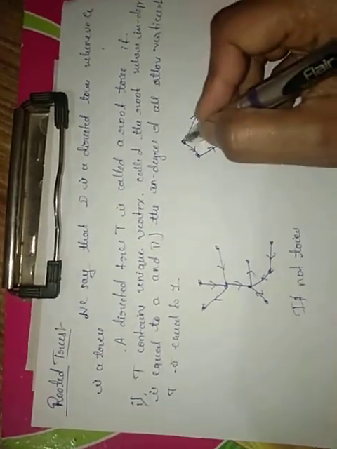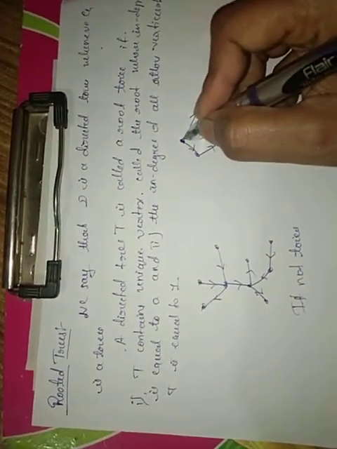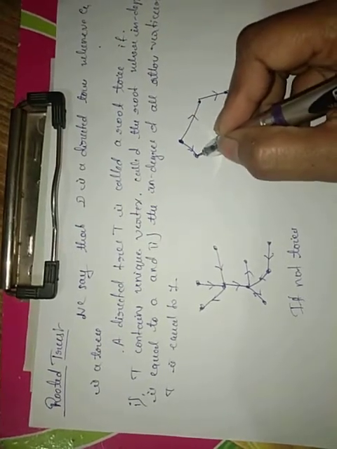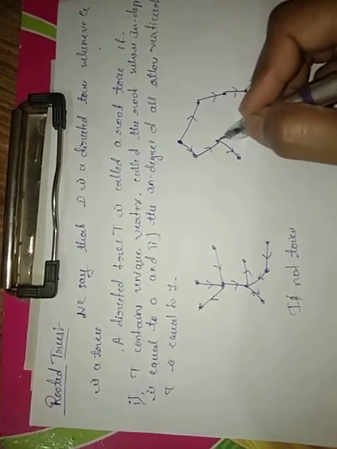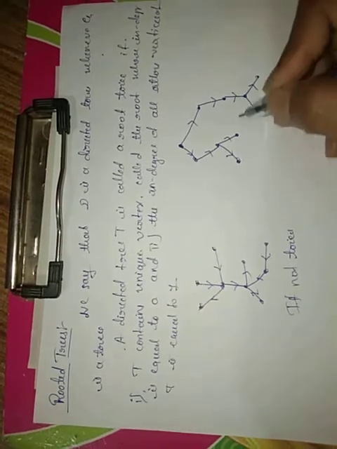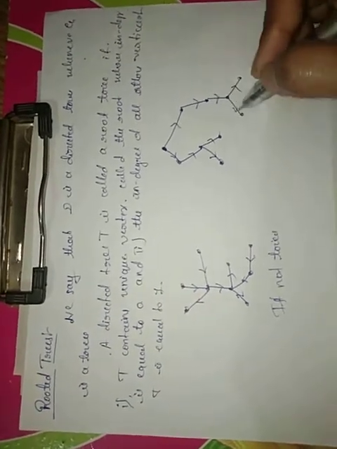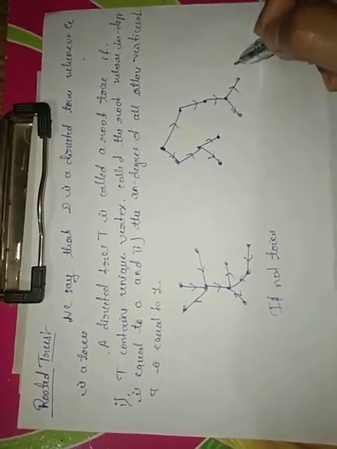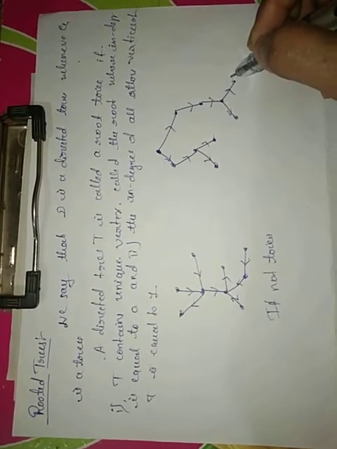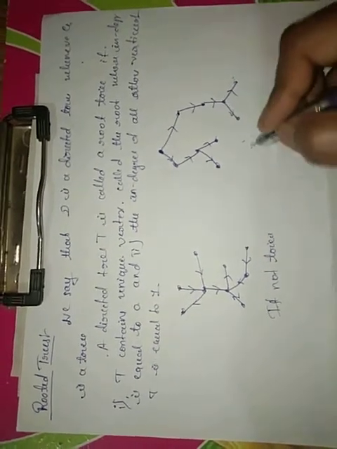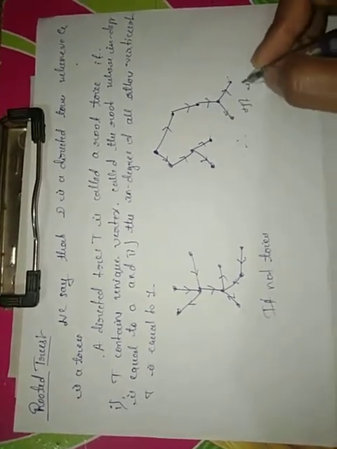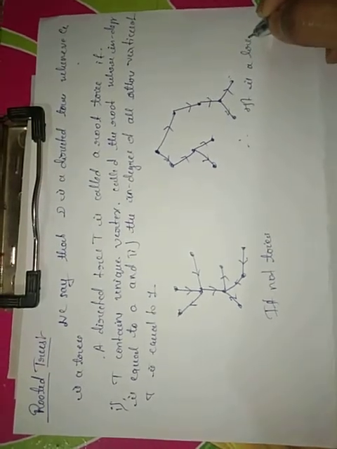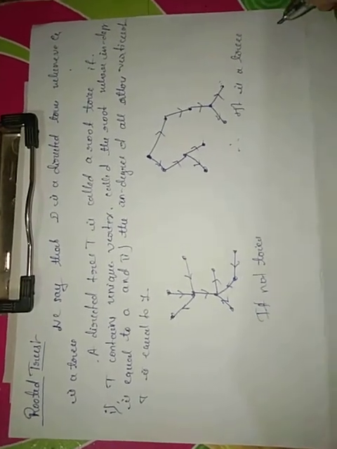Now take one more example. See here, the in degree of this vertex is 0, the in degree of this vertex is 1, this is also 1, this is also 1, and all remaining vertices have in degree equal to 1. So therefore it is a rooted tree.